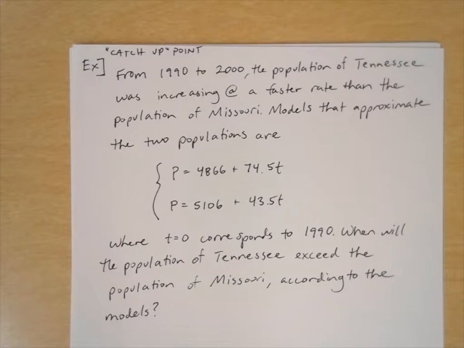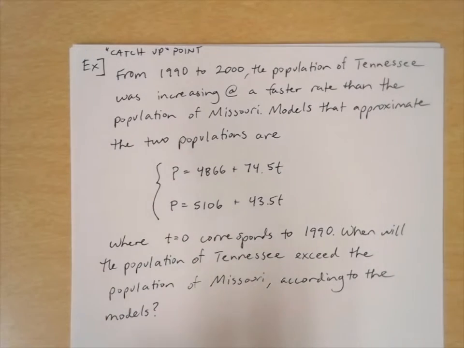From 1990 to 2000, the population of Tennessee was increasing at a rate faster than the population of Missouri. Models that approximate the two populations are P equals 4,866 plus 74.5t, and P equals 5,106 plus 43.5t, where t equals 0 corresponds to 1990. When will the population of Tennessee exceed the population of Missouri according to the models?